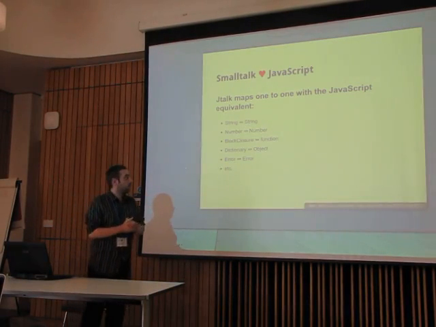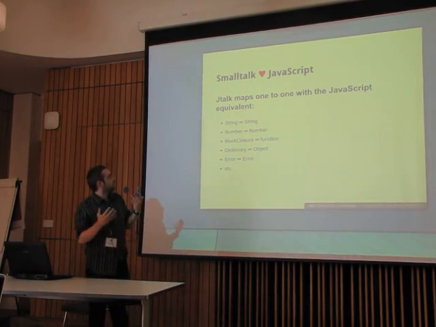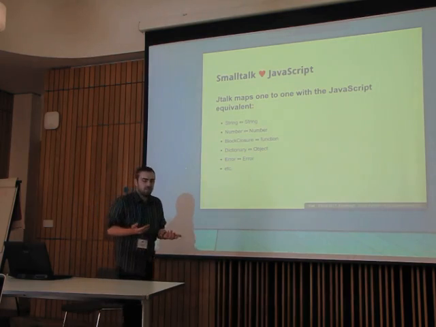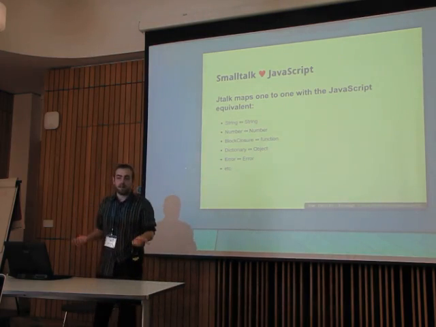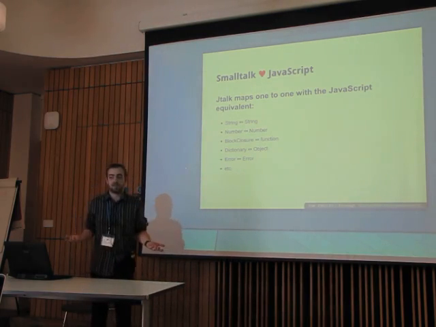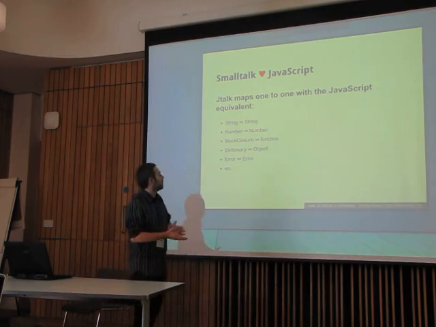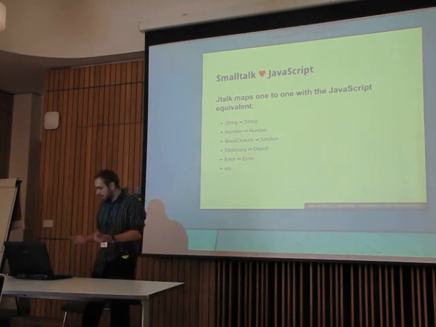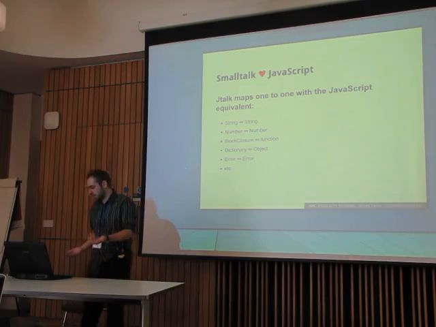So Jtalk, for reasons of speed, and because the nature of JavaScript allows it, maps one-to-one when it's possible for basic classes. So a string in Smalltalk is a string in JavaScript. A number is a number. That's why there is only one number class in Jtalk. It's number because it just uses the number in JavaScript. A function in JavaScript is a closure in Smalltalk. A dictionary is just an object. And an error is an error with some additions to make it work like we would expect in Smalltalk.